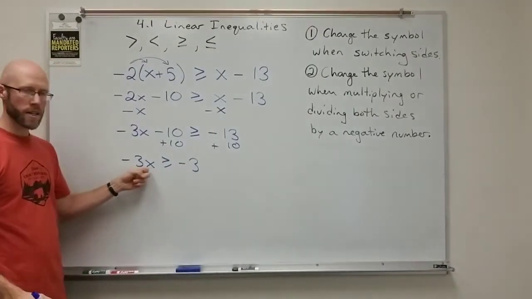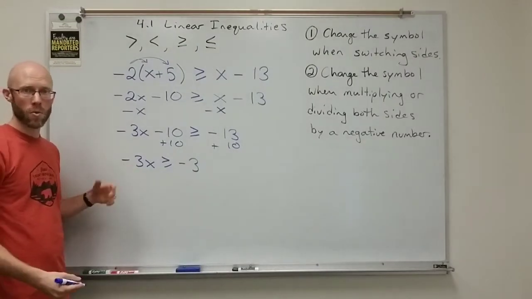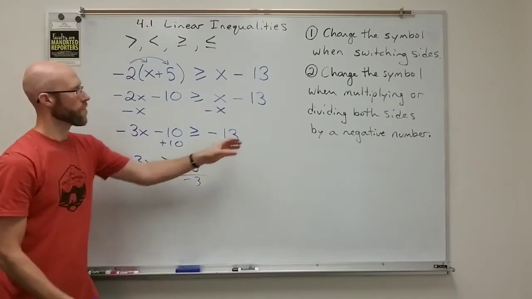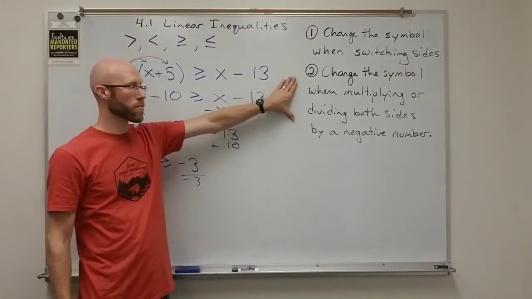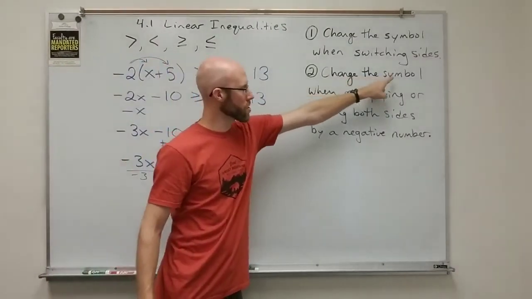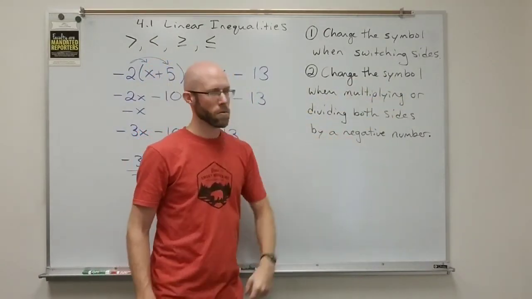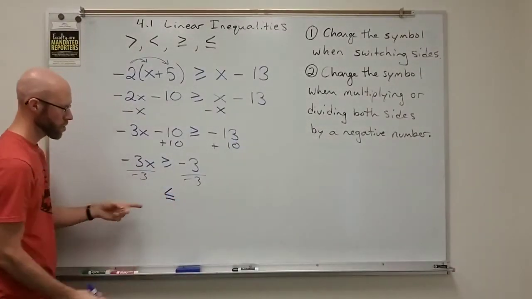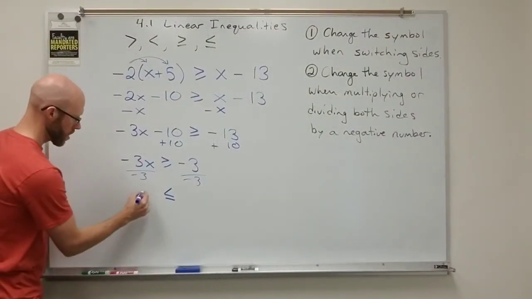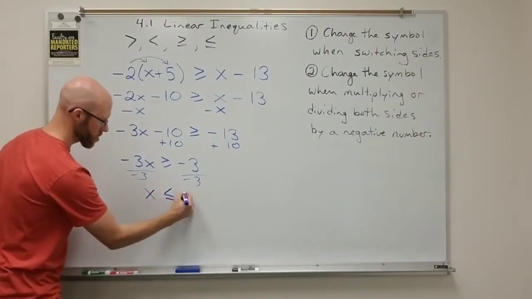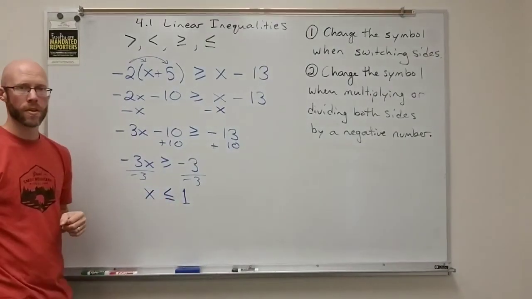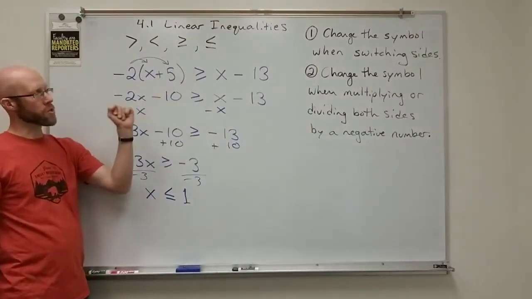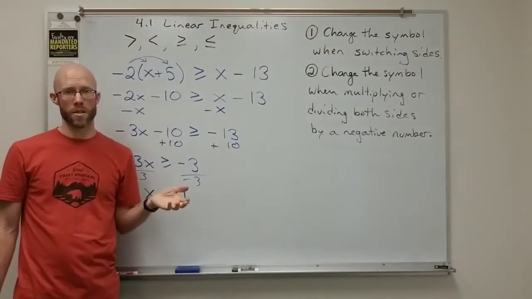And then to free up the x, I've got to divide by the -3. Well, here's where we have an issue. If I divide both sides by -3, this falls into this category here, the second property, where you must change the symbol when dividing both sides by a negative number. I'm dividing by -3, so I've got to change that symbol to a less than or equal to. And I end up with x less than or equal to 1. Okay? Well, this is an interval now. When we're dealing with inequalities, we're actually going to use solution sets as our answer.